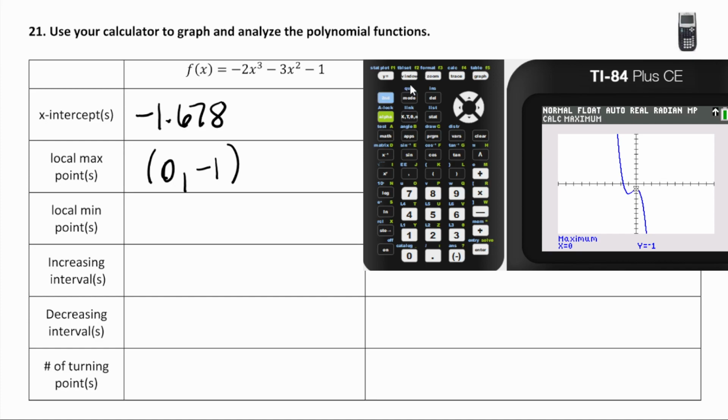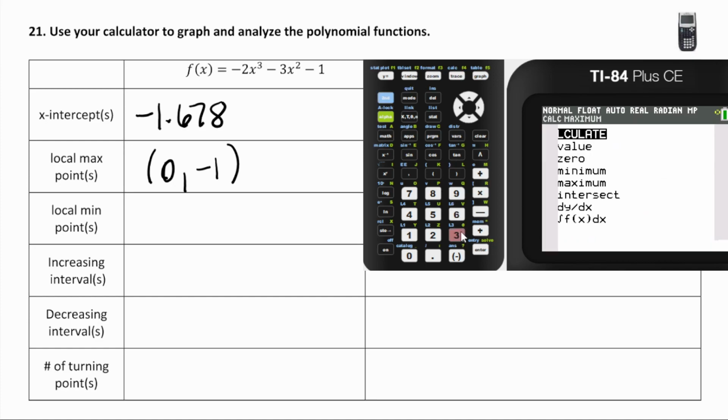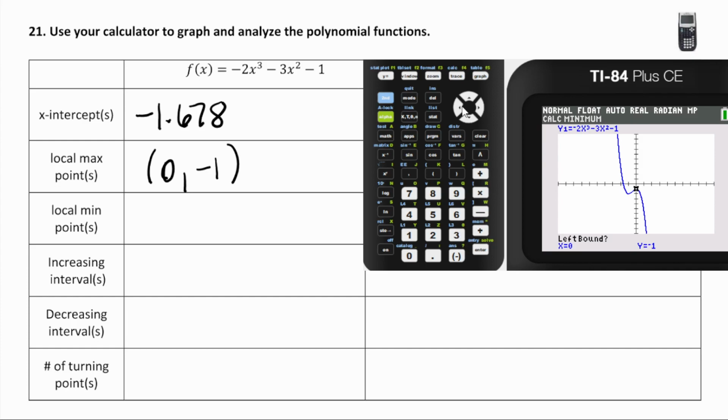Alright, the local minimum, I'll calculate a minimum. It looks like negative 1, but I'll say it's between negative 2 and 0. Give it a guess of 0. Okay, and then there we've got it. And this is another case, we've seen this a little bit before, where the calculator's got some round-off error, and you have to just be a human and know that when it says 0.9999998, it means 1. So it's negative 1 and negative 2.